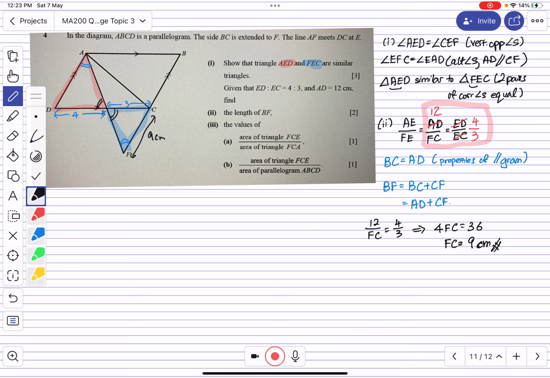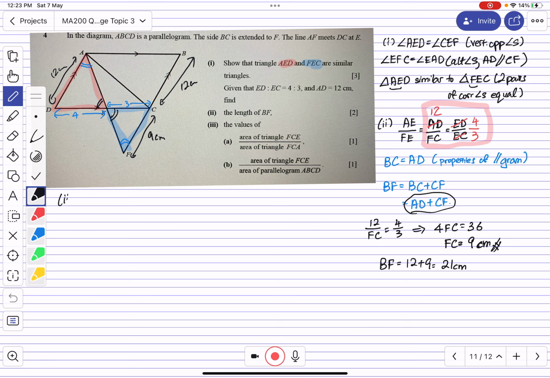At the same time, I know that AD is 12, which is equal to BC. That allows me to conclude that my BF, which is the same as BC plus CF, will be 12 plus 9, and it turns out to be 21 cm. So that is part 2.